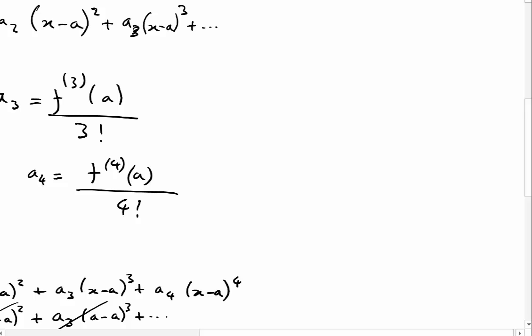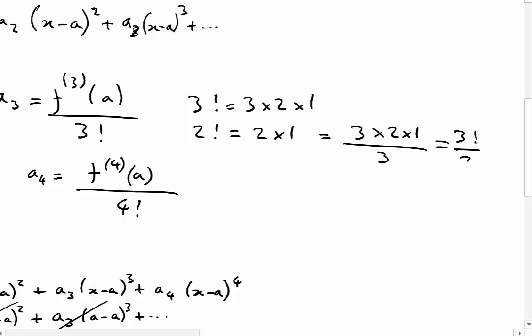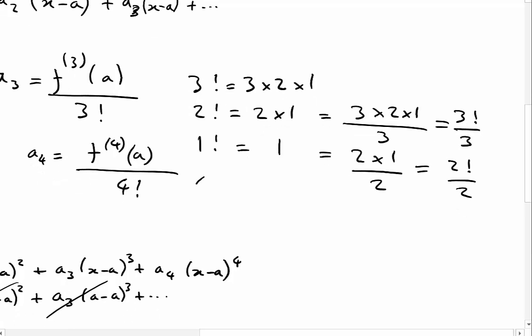And there is a proof for that. I can show you very, very quickly. If we consider 3 factorial, that is 3 times 2 times 1. 2 factorial is 2 times 1, which is 3 factorial over 3. So it's 3 times 2 times 1 over 3. 1 factorial is just going to be 1, so that's 2 times 1 over 2, which is 2 factorial over 2. Okay, so then what's 0 factorial going to be? Just following this pattern, it should be 1 factorial over 1. So that's 1 over 1, therefore 0 factorial is 1.